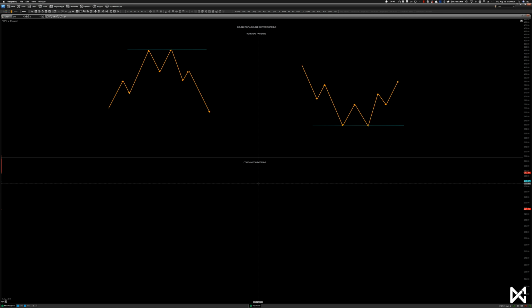Now, from a continuation pattern, we could obviously develop double tops and double bottoms as continuation patterns as well. And they would look something like this. So assume we're in a bearish trend. So this is a bearish trend. And they're very similar with all the other continuation patterns, where we have a pullback, still lower high, but we develop a higher low.